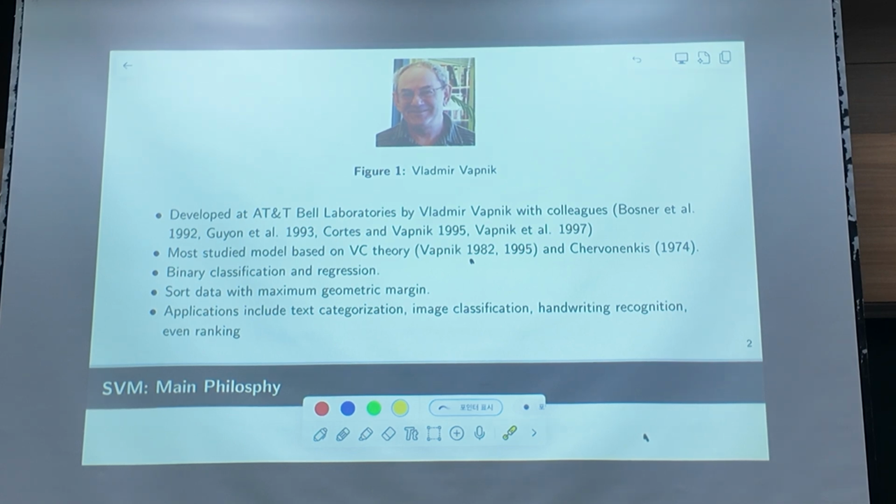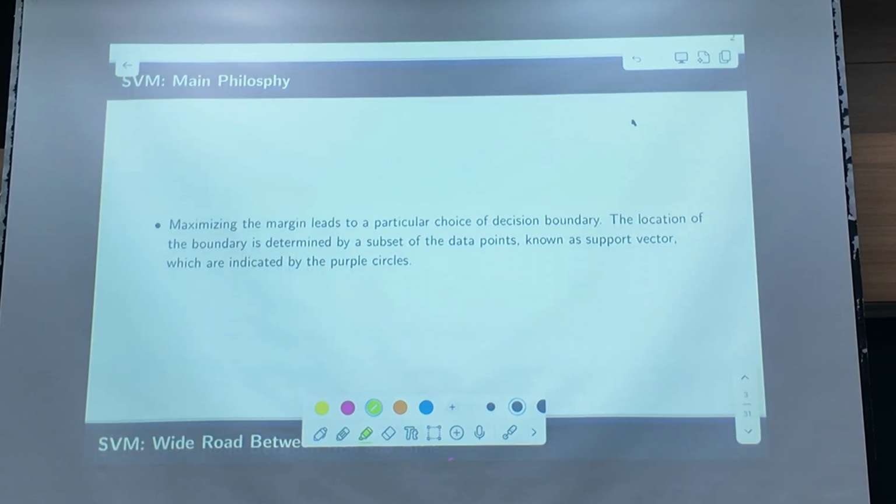Today we're going to focus on binary classification, but this algorithm not only does binary classification, it can do regression and it can also do ranking. It's critical that we understand what geometric margin is. It has various applications: text categorization, image classification, handwriting recognition, and ranking.